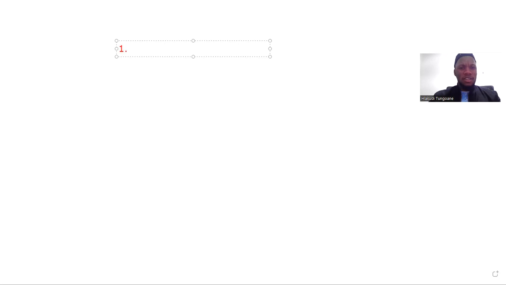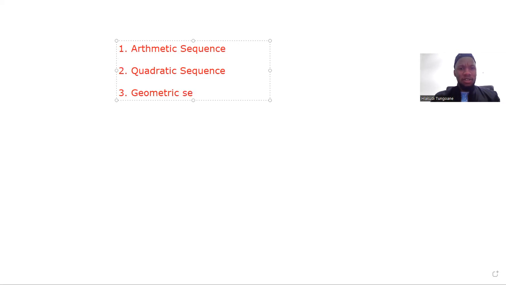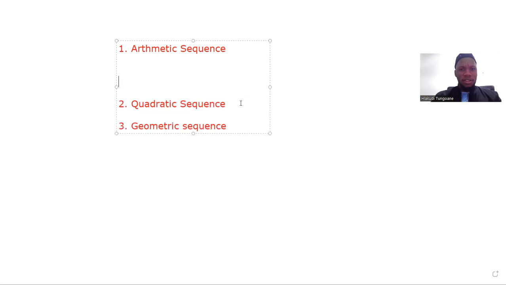So we know that there's the arithmetic sequence, and also in grade 11 you were introduced to the quadratic sequence. And then there's also the geometric sequence, which was introduced in grade 12. Essentially, these are the three types of sequence that you can be asked in the examination.